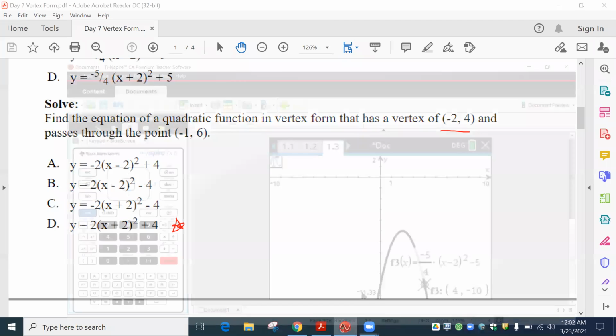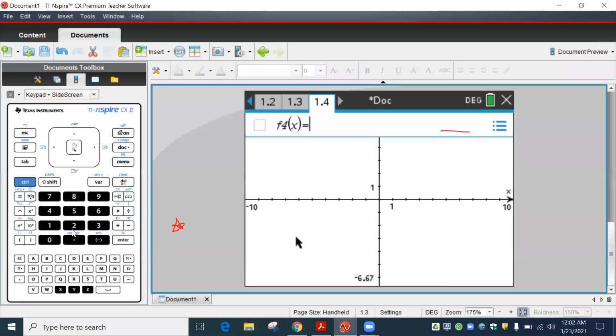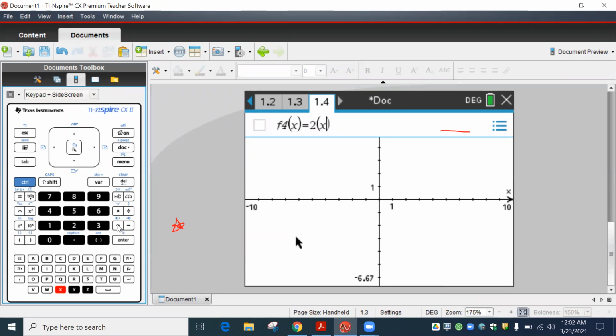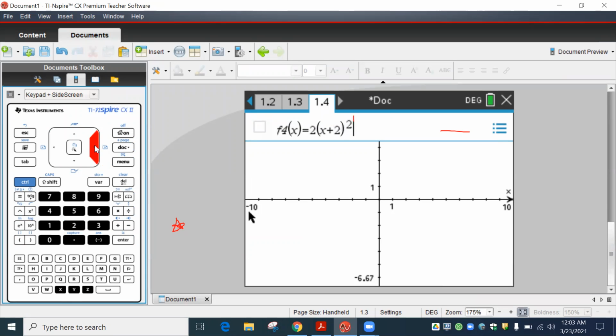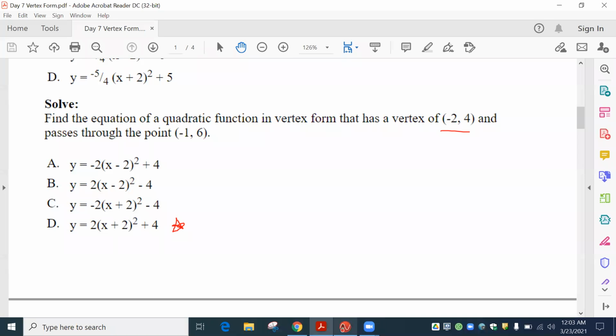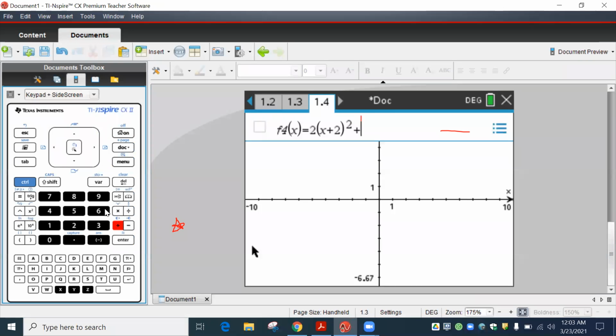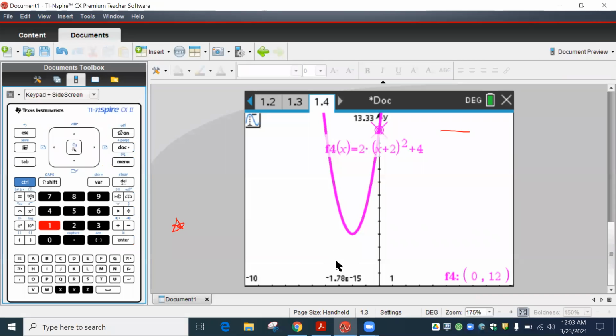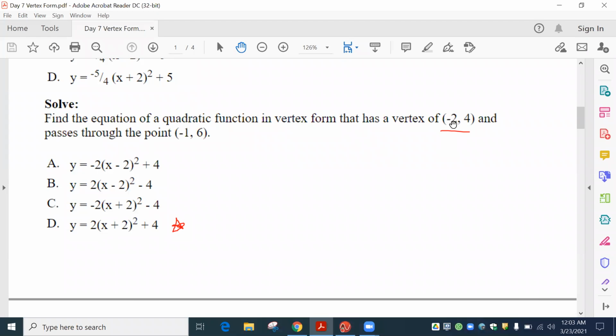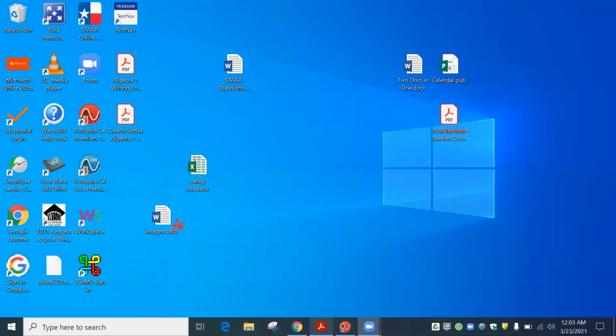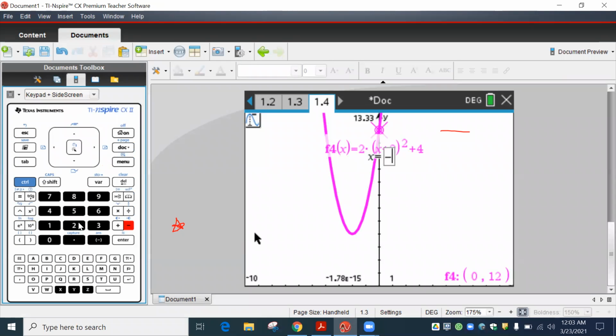So 2 parentheses x plus 2, so 2 parentheses x plus 2 squared. Whoa, guess it'd help if I put a 2 right there. Okay. And then we got +4. All right, so we're going to hit menu 5 1, and we're checking -2. Dadgummit. So we're going to type in -2, hit enter. And it does say -2 4, which is good. And that is the vertex.